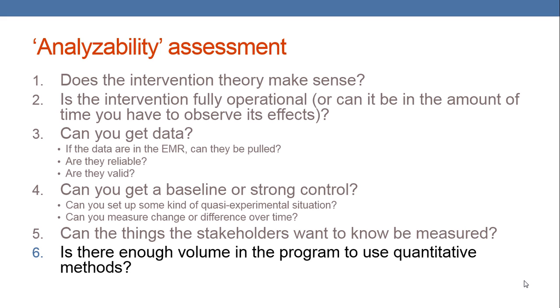Is there enough volume? We need to have 50 cases for most statistical methods. So interventions that target very, very small populations are really hard to use quantitative methods with. You can use qualitative methods with those, and those can be very, very rich and helpful, but you can't really use quantitative methods with smaller populations.